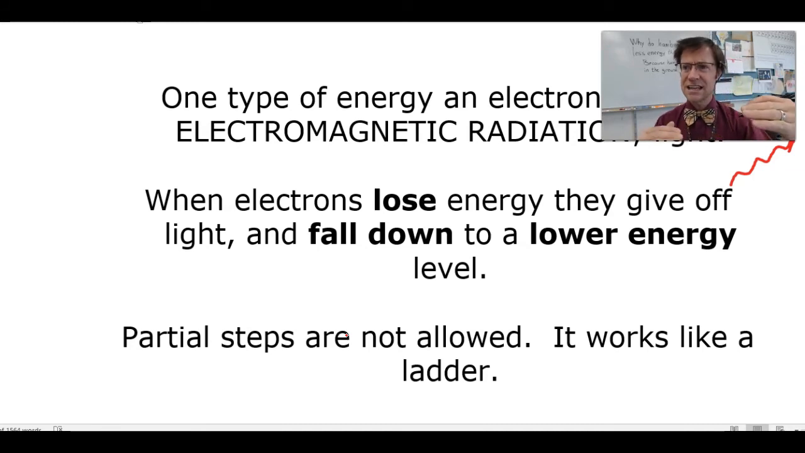So why can't electrons exist in between energy level 1 and 2? Reason being is that electrons have a wave function, and there is no way that they can exist between energy levels because it's too unstable. There's nothing to hold them there.